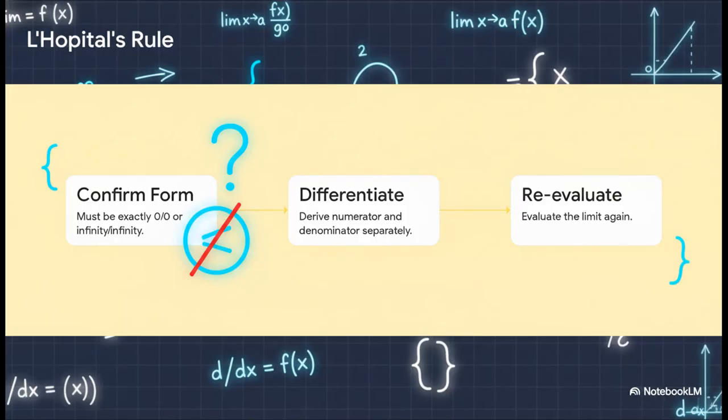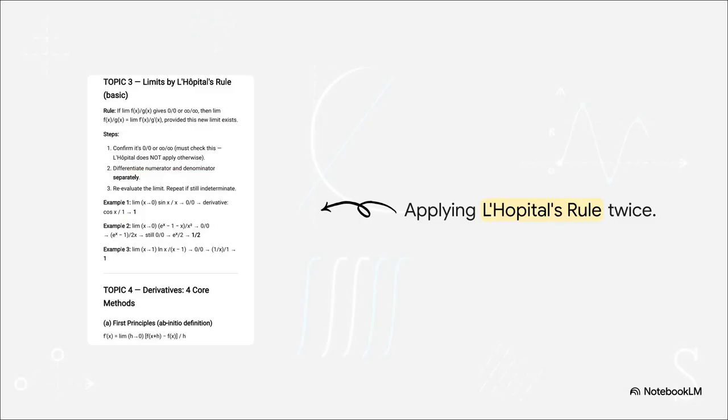Next up, the absolute powerhouse, basic L'Hopital's rule. Now, the absolutely crucial point here, and examiners really love to test if you remember this, is step 1. You must confirm the form is exactly 0 over 0 or infinity over infinity. Seriously, L'Hopital does not apply otherwise. Once you've confirmed that, you differentiate the numerator and the denominator completely separately. Do not use the quotient rule here. Then you just reevaluate. Look, sometimes mechanical persistence pays off.